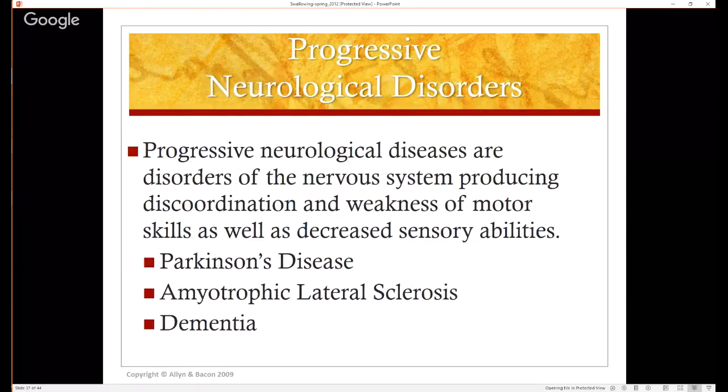Progressive neurological disorders are disorders of the nervous system producing discoordination and weakness of motor skills, as well as decreased sensory abilities. And this can occur with Parkinson's disease, ALS, and dementia.